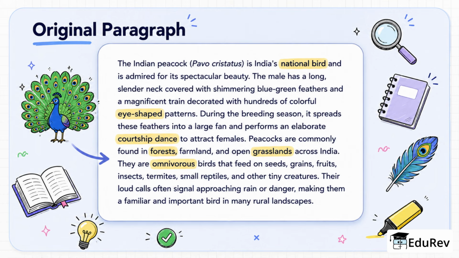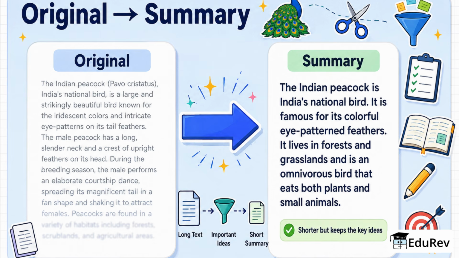The original goes into heavy detail about its long, slender neck, its elaborate courtship dance, those iridescent eye-patterned colors. But watch how we strip it down. We end up with a short summary just focusing on its unique feathers, its habitat, and its omnivorous diet. It's a fraction of the length, but it preserves all the critical information.